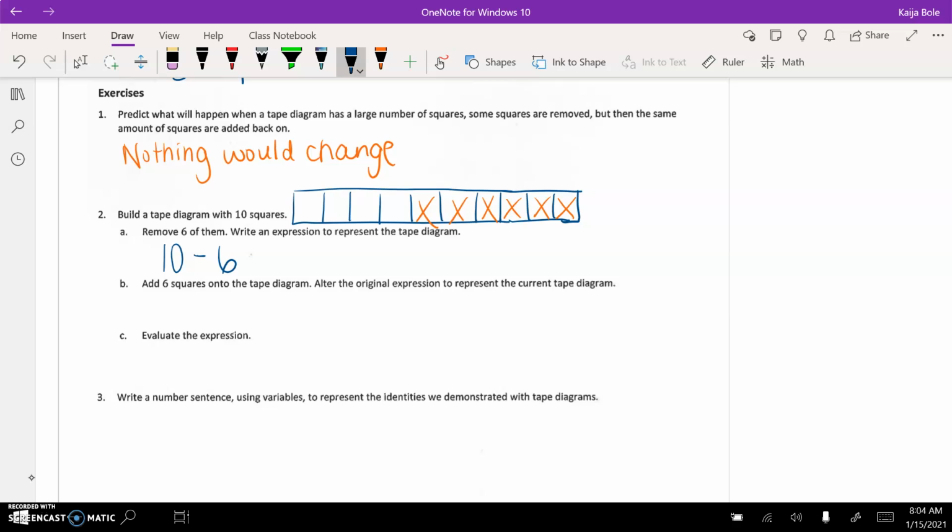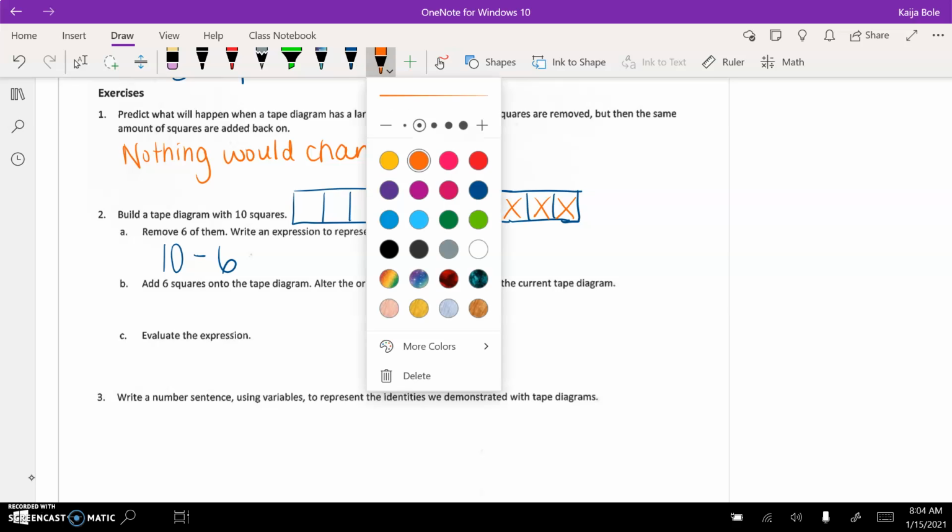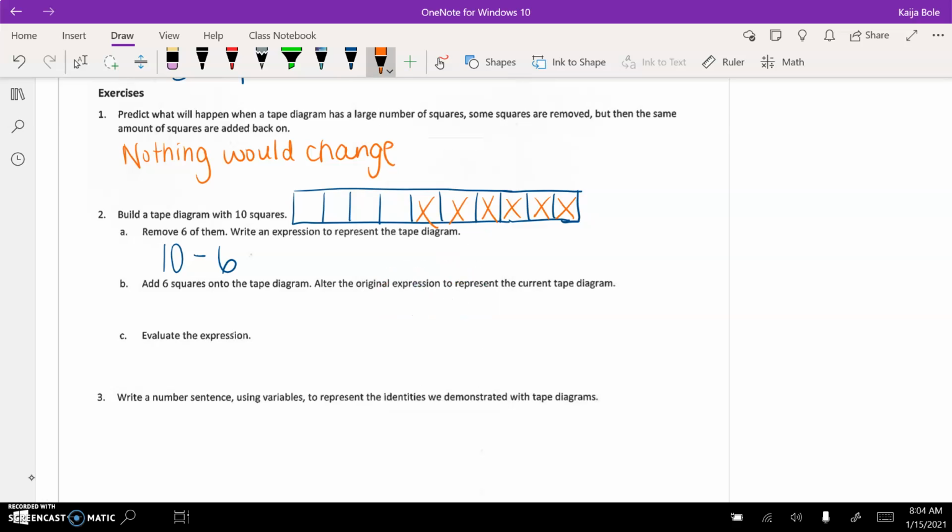Okay. Now add 6 squares onto the tape diagram. So I'm going to add 6 of them back onto the end here. 1, 2, 3, 4, 5, and 6. Alter the original expression to represent the current tape diagram. So I had that 10 minus 6, but then I'm going to add 6 more onto it. So just put them back.